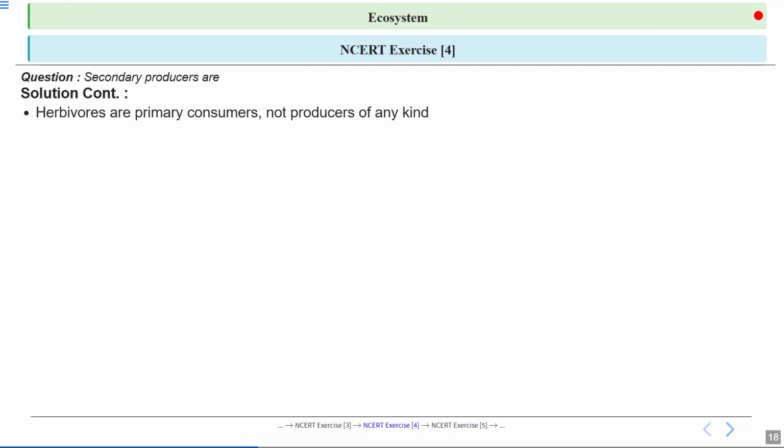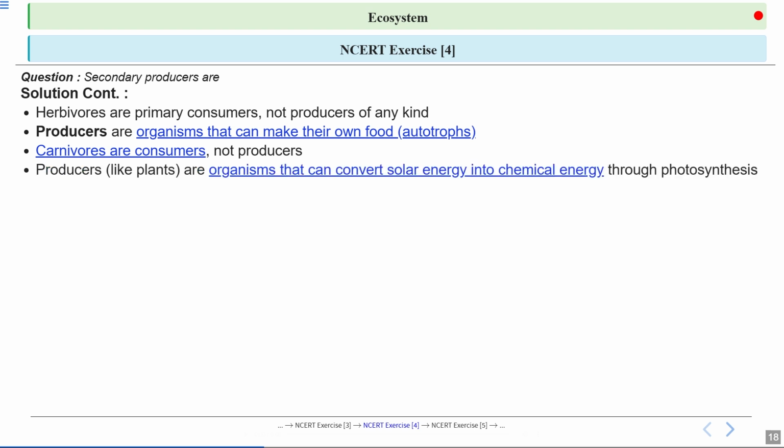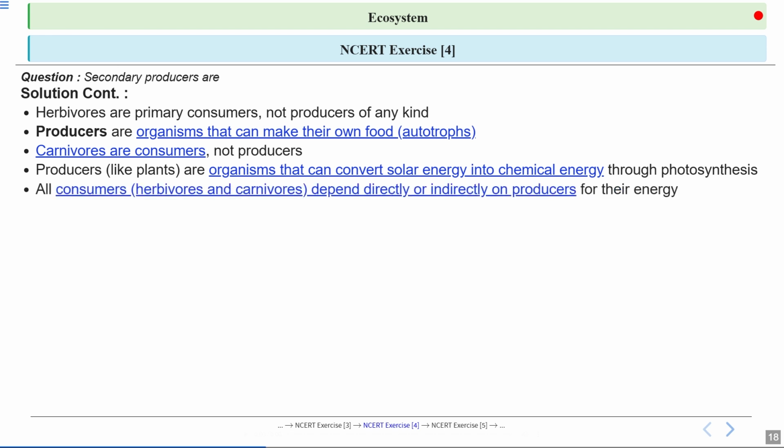Okay. Now, one of the options is herbivore. Herbivores are the primary consumers. They are not producers of any kind. Then producers, they are the organisms that can make their own food. They are also known as autotrophs. Then carnivore, these are the consumers, not the producers. Here again, producers like plants are organisms that can convert solar energy into chemical energy through photosynthesis. This we have already discussed. And consumers include herbivores and carnivores, and they depend directly or indirectly on the producers for their energy. So herbivores depend directly on the producers, whereas carnivores depend indirectly on the producers.